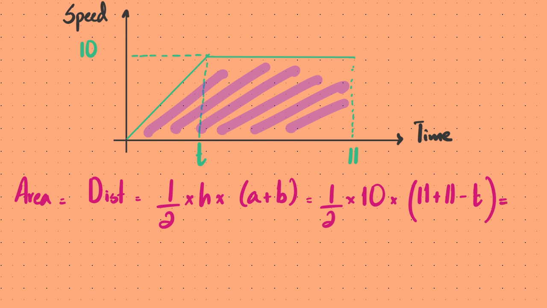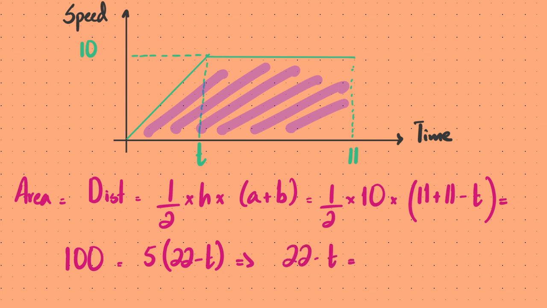This is what I know for a fact because that's the distance. So this becomes 5 times 11 plus 11 minus t, which is 22 minus t. Now from here on out, this is just algebra. 100 over 5 is 20, so 22 minus t equals 20. So t is very obviously 2. Now I know that this time t is 2 seconds.